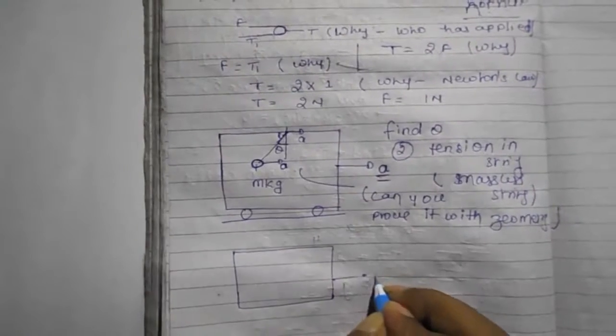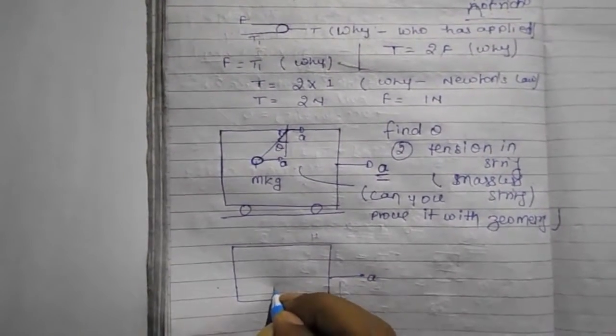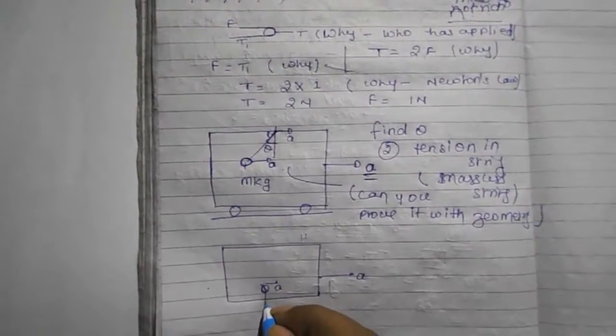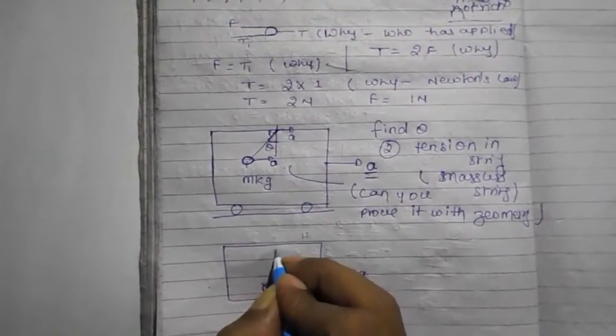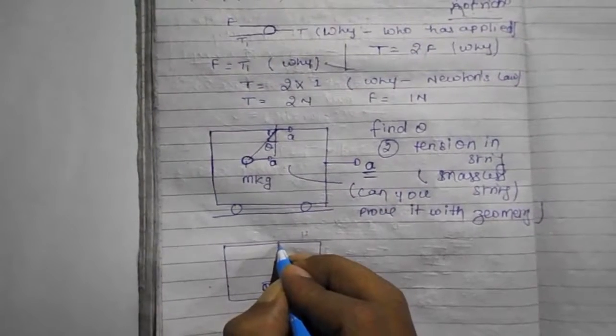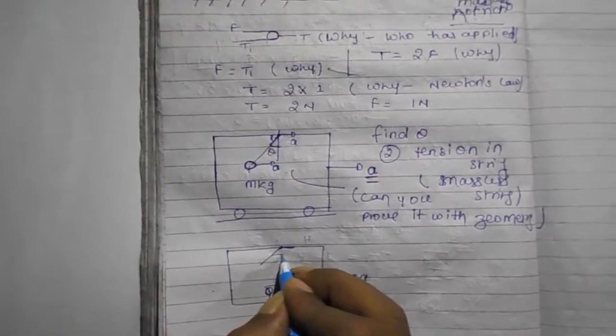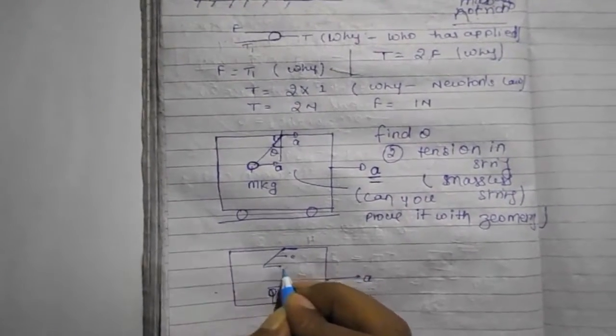If this is accelerating with a, here is a person. What is the acceleration of this person? It is a. What is the acceleration of this point? It is a. In a similar manner, if something is hanging here, what should be the acceleration of this? It is a.